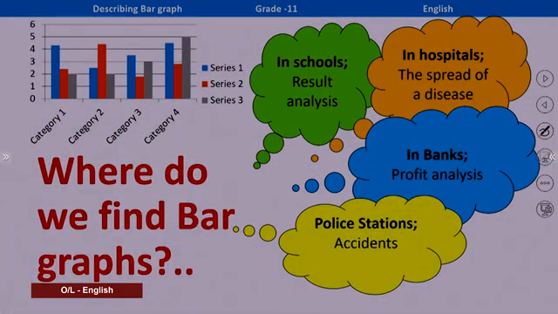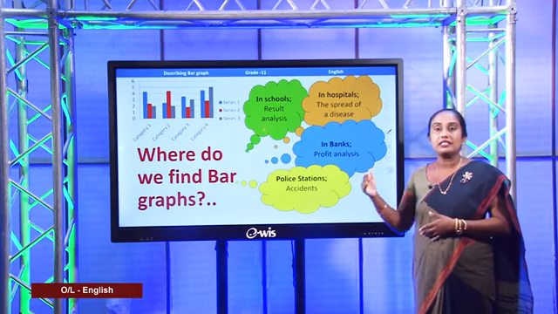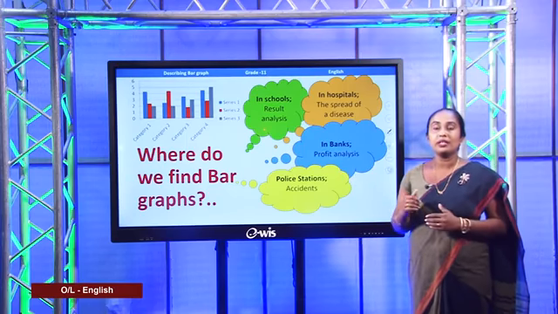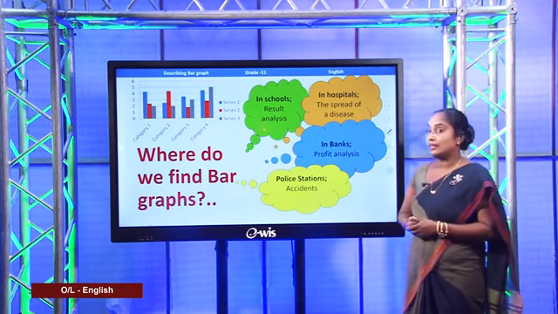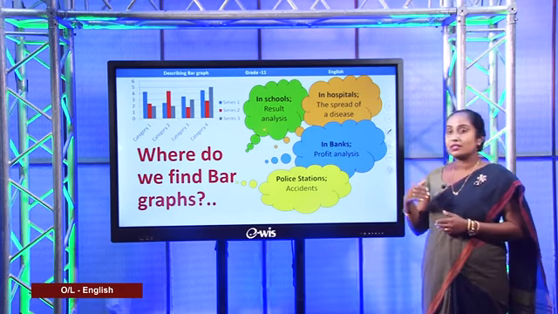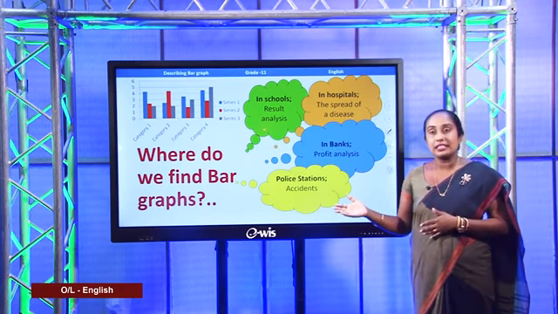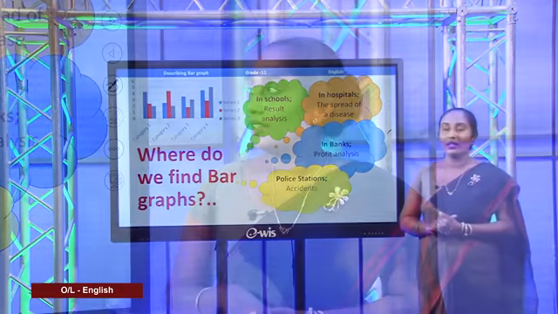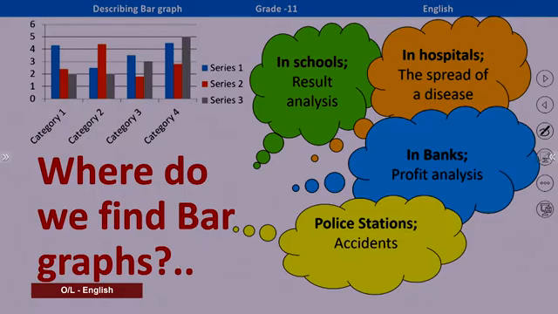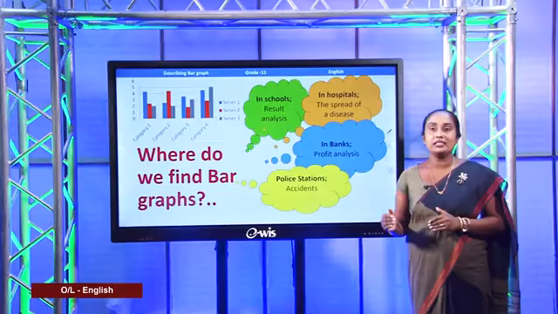In banks, we use them to analyze profits. We take some years and check whether the profit is going up or going down by using these bar graphs. In police stations, we use them to show the rate of accidents. Now you know the places where we use bar graphs. So today my lesson is on describing a bar graph. It means you have to look at the bar graph and write a paragraph about it.